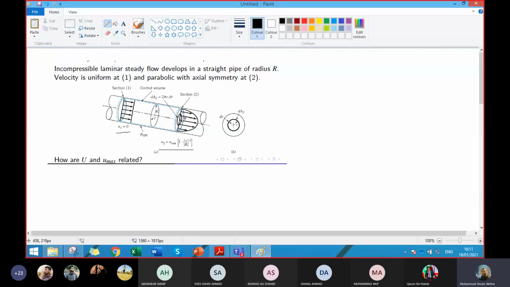So it means that the velocity is changing with the area. And why is it zero at the pipe surface? And why is it maximum at the center? The friction will arise, due to the no slip condition, right?